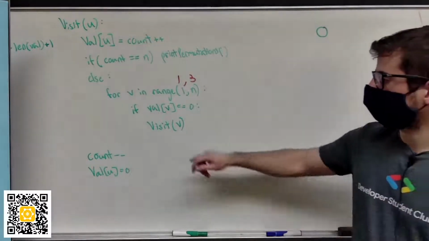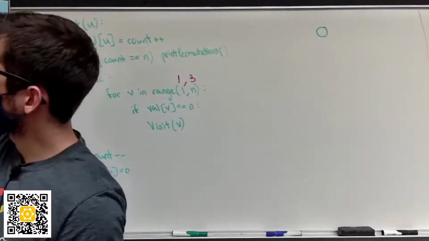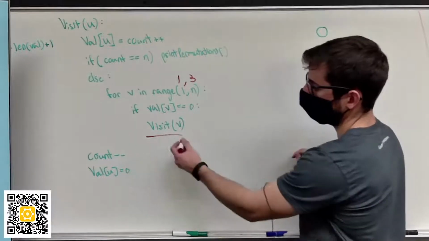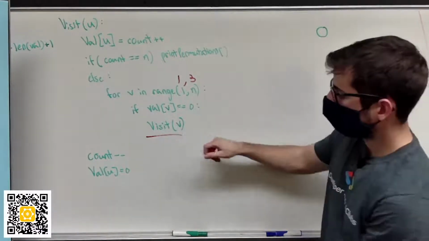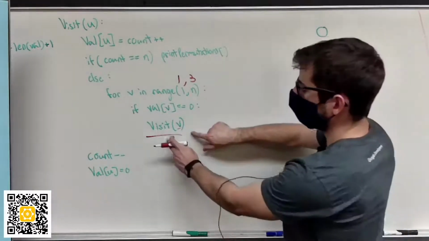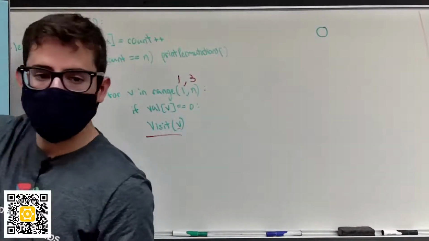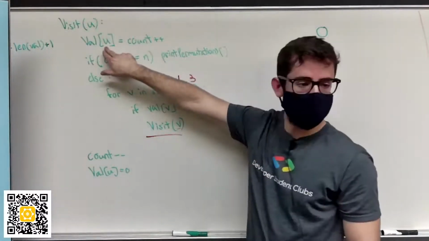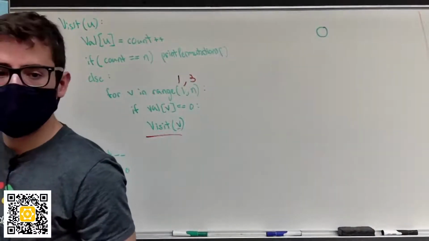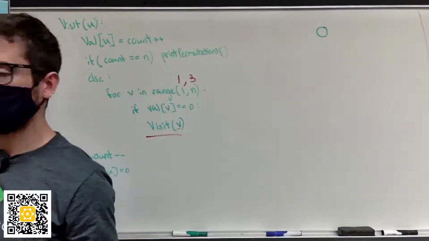The next iteration is when v is equal to 2. It's going to check if at position 2 there's a 0. There is. So since there's a 0 there, it's going to recursively call the visit function. And it's going to pass 2 as u. So when we call this again, u is now 2, as we have right here. At position 2, set it equal to count, which is 2. And then increment count plus plus, which makes it 3 now.